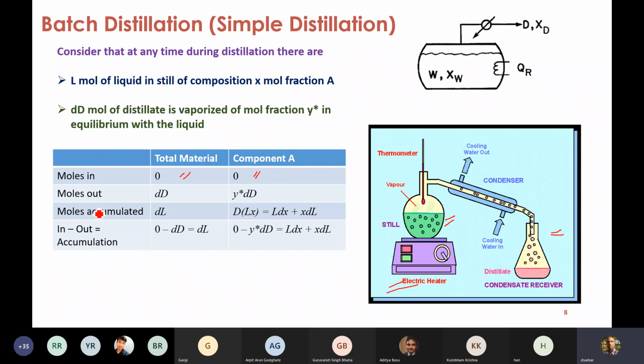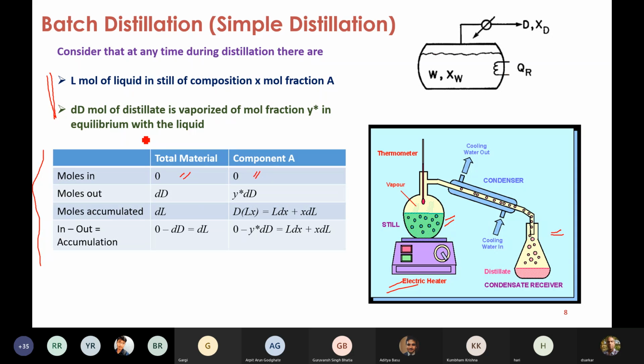Moles out. Okay, before that, I forgot to, okay, let us consider this on which we are writing down the mass balance equation. Let us consider that at any time during the distillation, there are L moles of the liquid in the still with composition X mole fraction of more volatile component A. So there are L moles of liquid in the still of composition X mole fraction A, and dD moles of distillate is vaporized of mole fraction y star in equilibrium with the liquid.